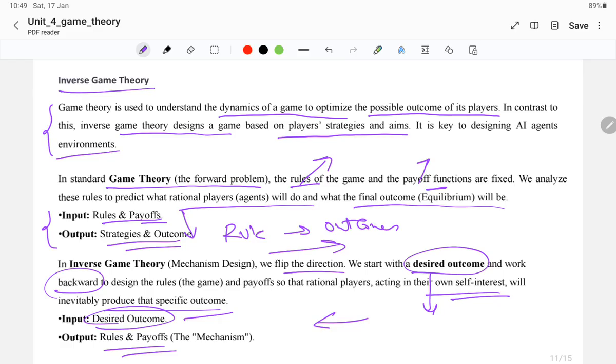So we start with the desired outcome, then we bring out the rules and the payoffs, and finally we produce the specific outcome. This is like a backward strategy. From the desired outcome, you design the rules and payoffs, and then you finally achieve the specific outcome.